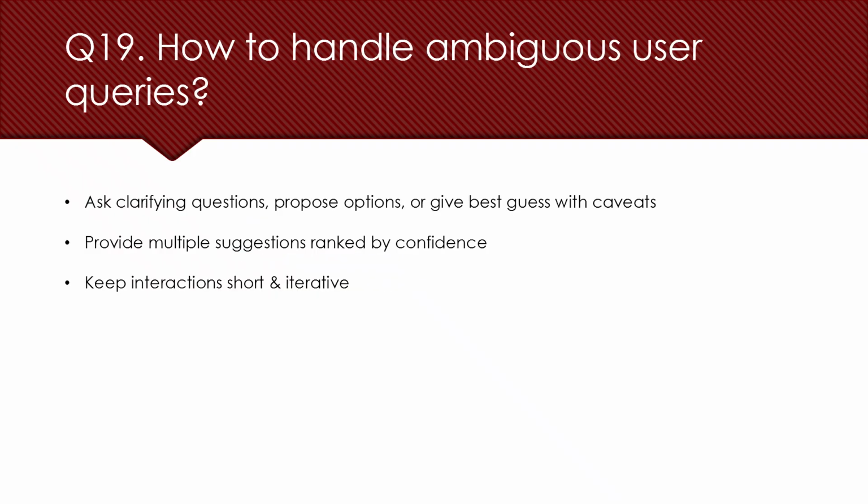Question number 19. How to handle ambiguous user queries? When Copilot encounters ambiguity, don't guess silently. A good user experience guides the user to ask clarifying questions, should propose an option, or give the best guess with caveats. It will provide multiple suggestions ranked by confidence, right? And it will also keep the interaction short and iterative.